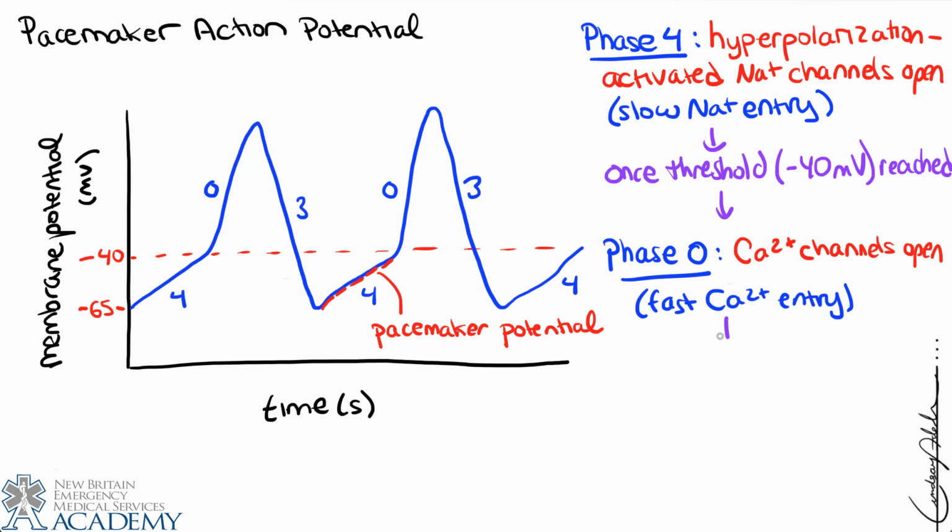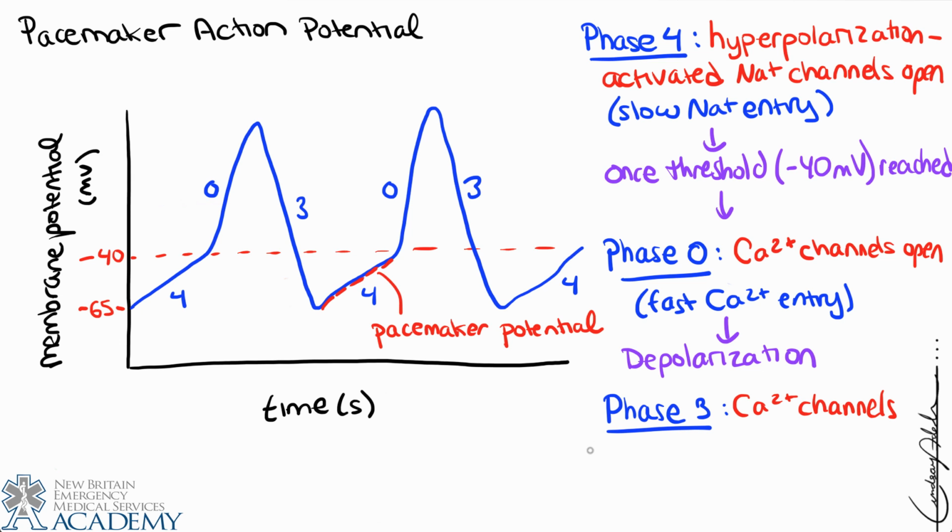And so depolarization occurs until the voltage becomes quite positive, and then from there, the calcium channels will close and the potassium channels will open, and that will initiate phase 3. So phase 3 is repolarization as a result of slow potassium exit.